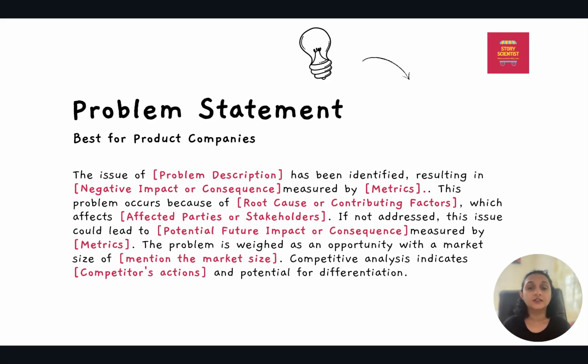Followed by the root cause or contributing factors, the affected parties and stakeholders of that problem, and a future impact or consequence that you may assume it to be, followed by metrics to support it. Also, the next two inputs are optional. If you have it, then great. Or else you can move on with this problem statement if you're trying to create content for your product company.